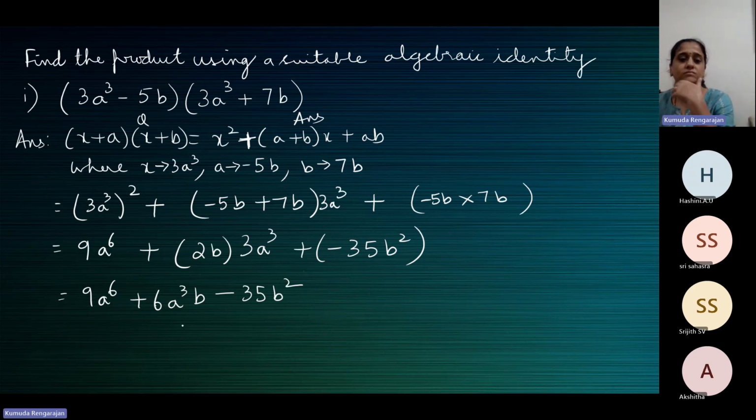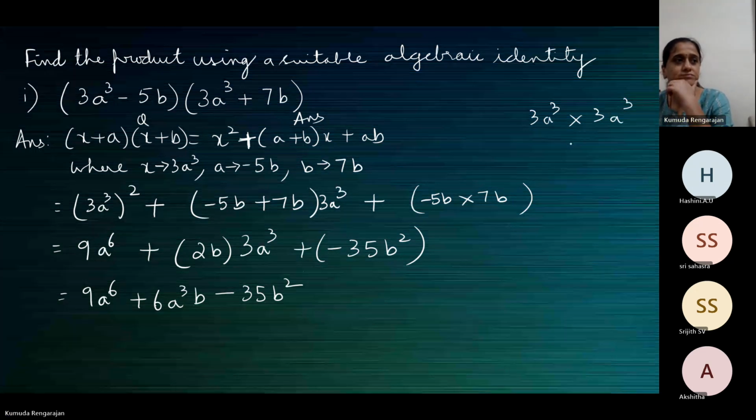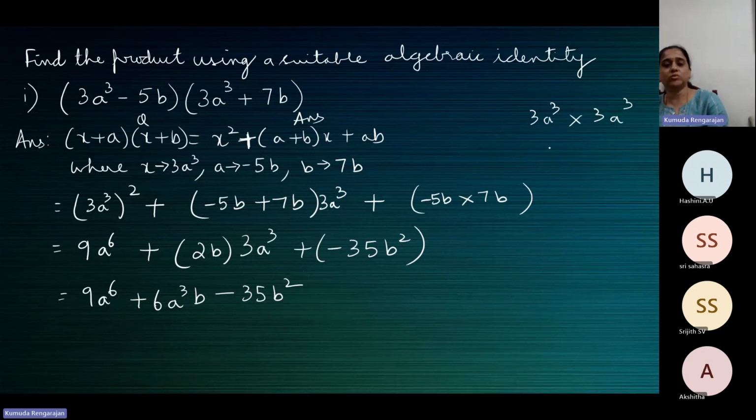How does 3 cube to the power 2 become 9 to the power 6? Okay, it is 3a cubed into 3a cubed, right? 3a cubed into 3a cubed. So 3 3s are 9. A cubed into a cubed. Add the powers. 3 plus 3, 6.